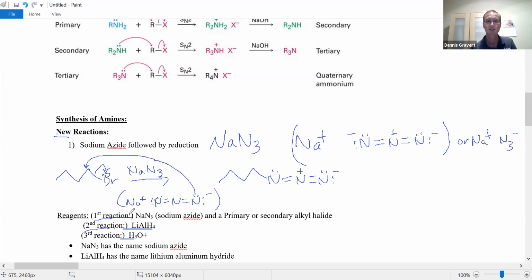And so we add a new reagent once the first reaction is complete. You add lithium aluminum hydride. And what do you do with every lithium aluminum hydride, every Grignard reaction? Yeah, you add acid, H3O+.